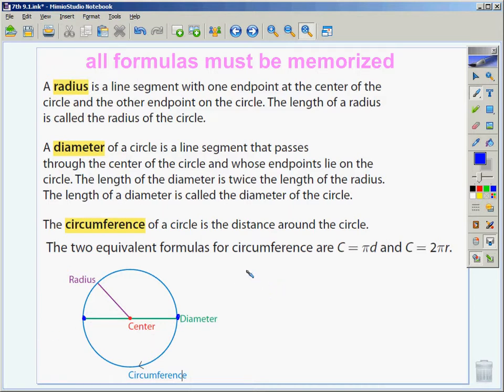What can you tell me about the diameter compared to the radius? The radius is half of the diameter, or the radius is the diameter divided by 2. Okay? So it's important that we can make that connection. The circumference is the distance around the outside of the circle. It's very similar to perimeter.